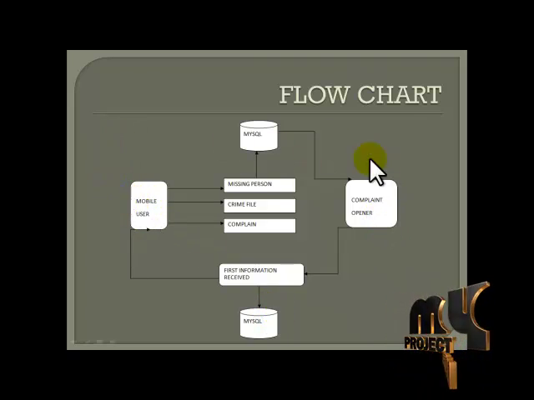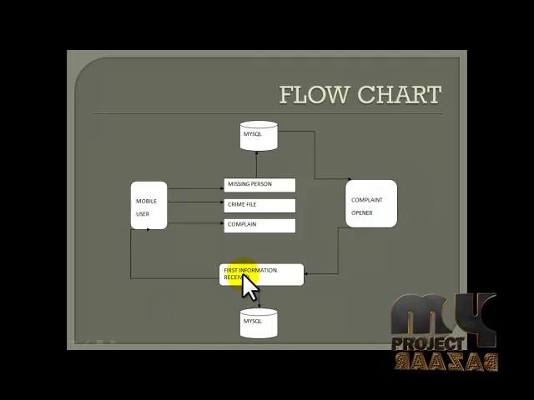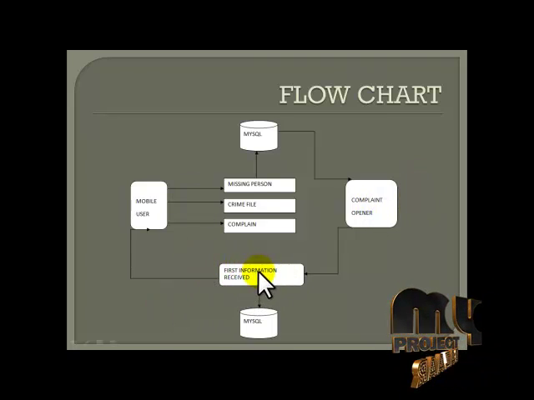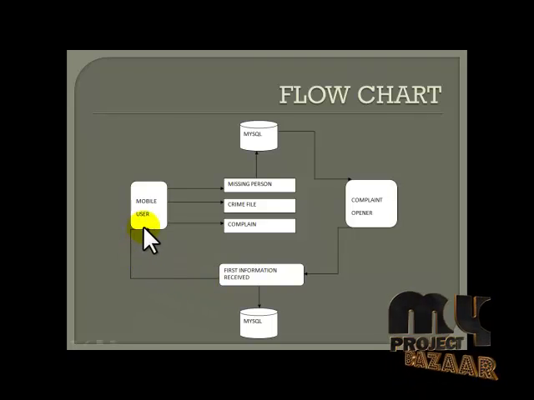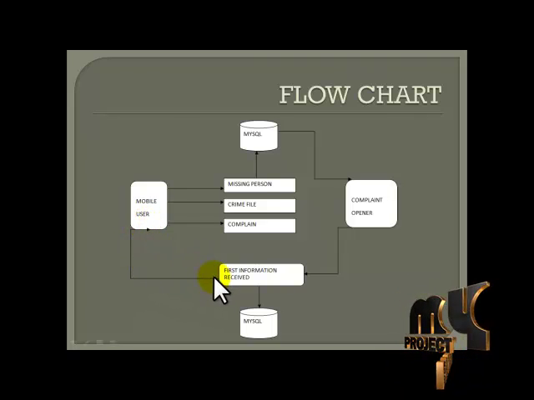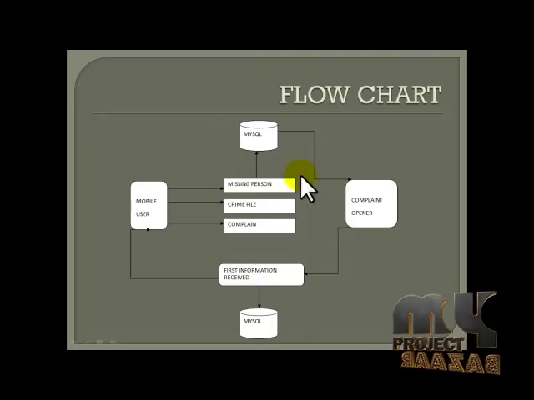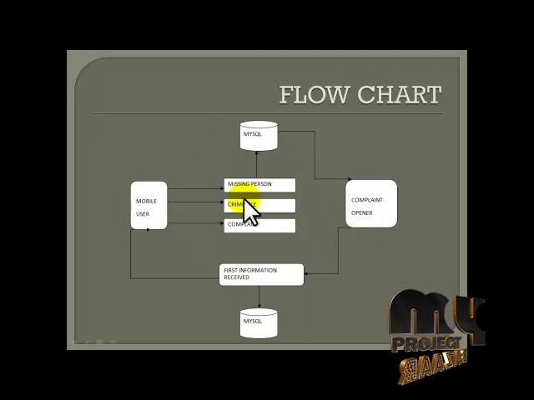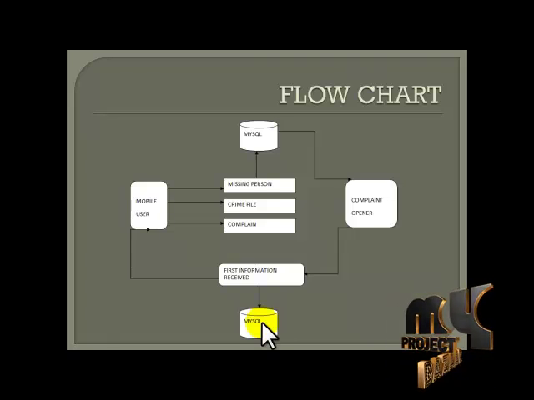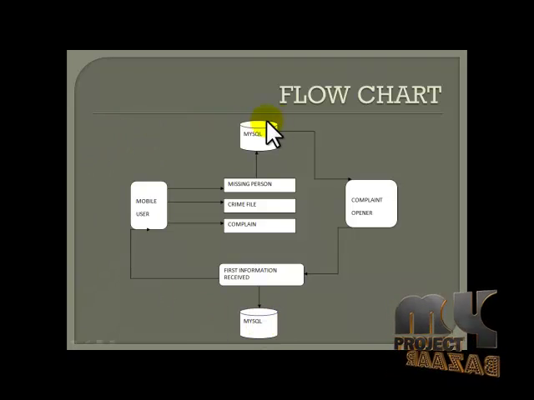This is the client side, and this is the server side. When the FIR is registered in the application, it is sent by SMS to the mobile user. A copy of the SMS is also received by the complaint opener. So the entire details are shared on the cloud side, and both sides can easily be maintained. This is the process of the flow chart.